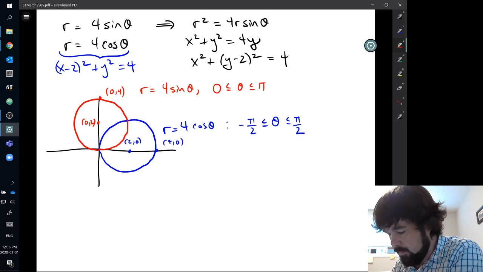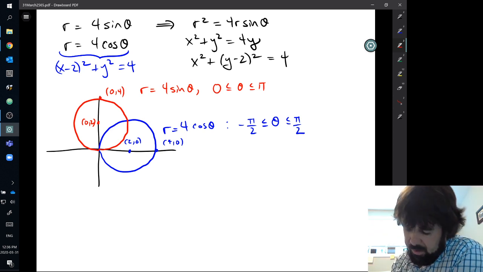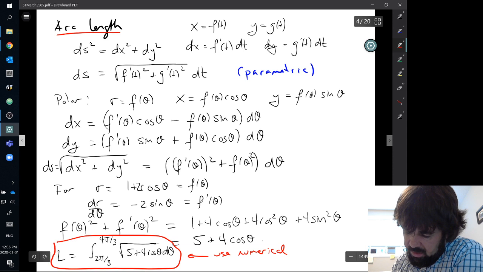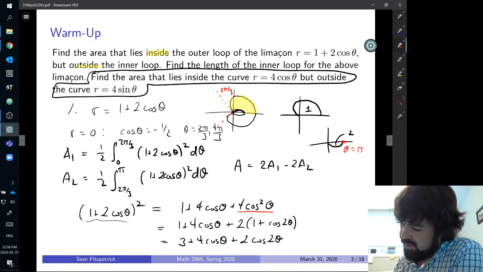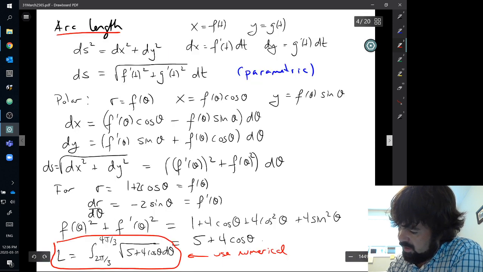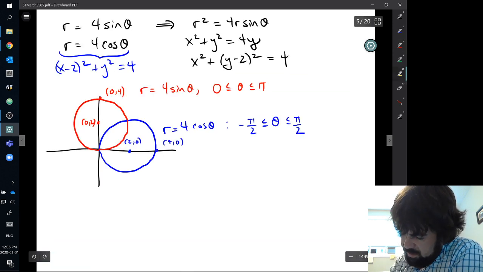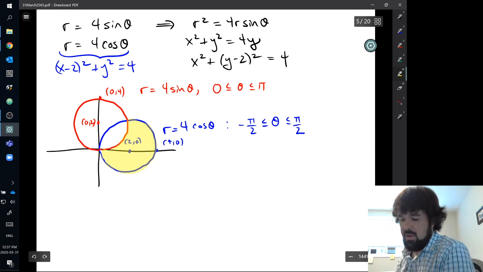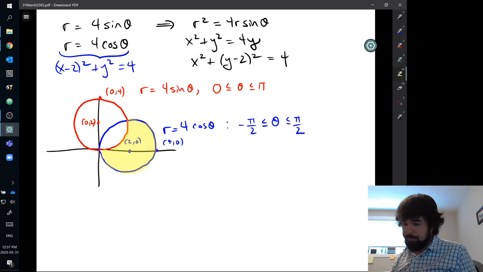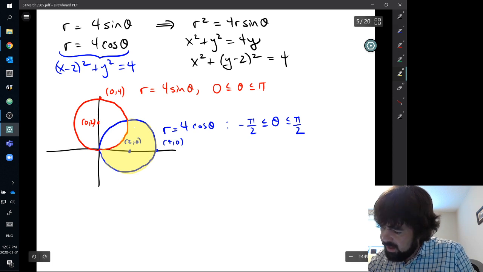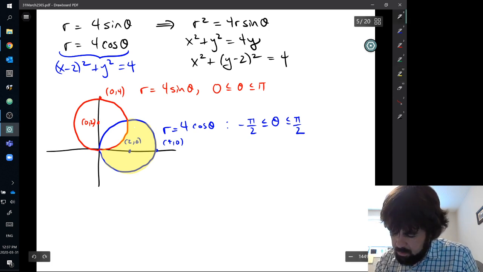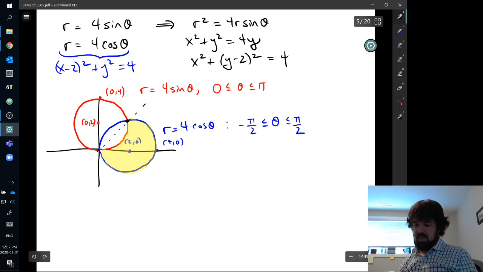Now, the question was asking, what is the area that's inside the blue circle but outside the red circle? So the area that I'm trying to find is this area. That's the area that I want. One of the things that I need to get that is I need to know what that point of intersection right there is.